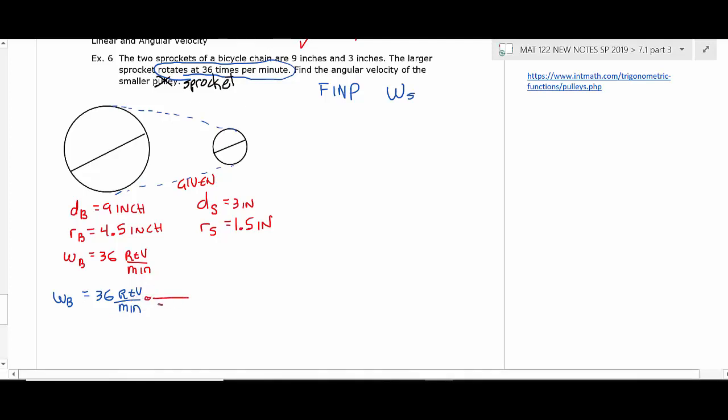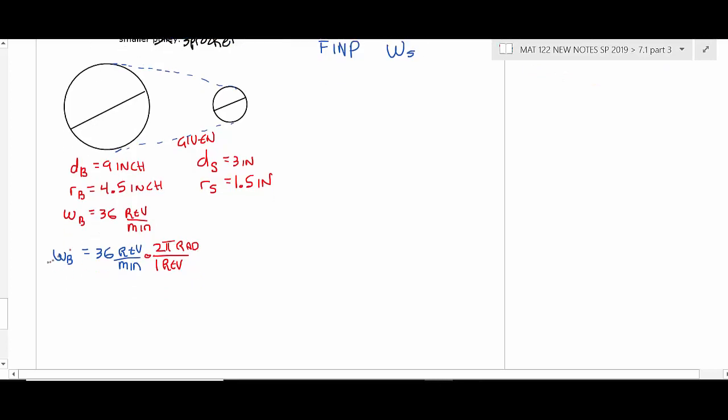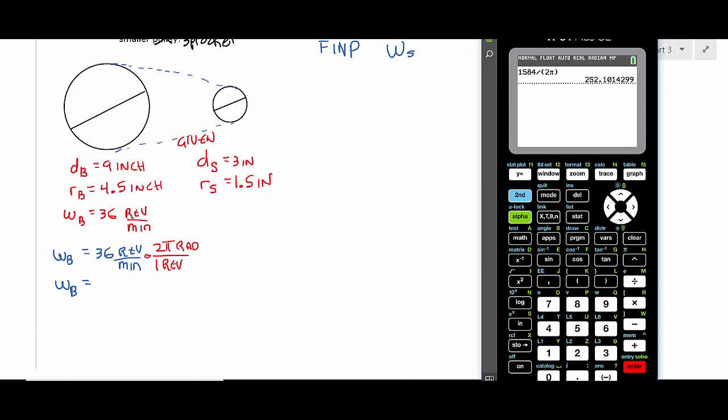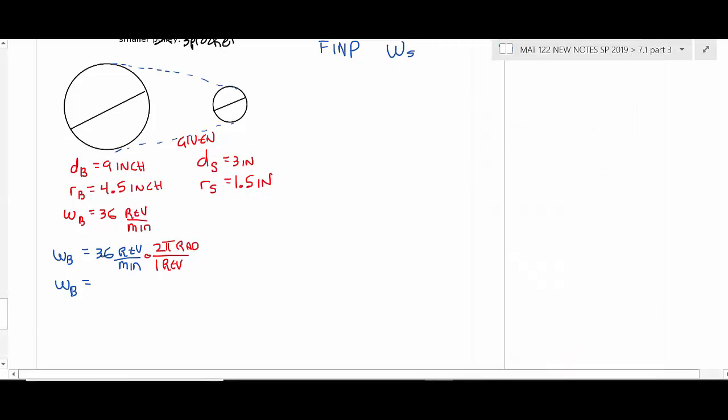Like we've been doing, 1 revolution is 2 pi radians. We want to have this in radians per minute. So the angular velocity of the big pulley, I'm going to leave this as whole numbers, I think it's better if I do that. So 36 times 2 is 72, so that will be 72 pi, and we end up with radians per minute.